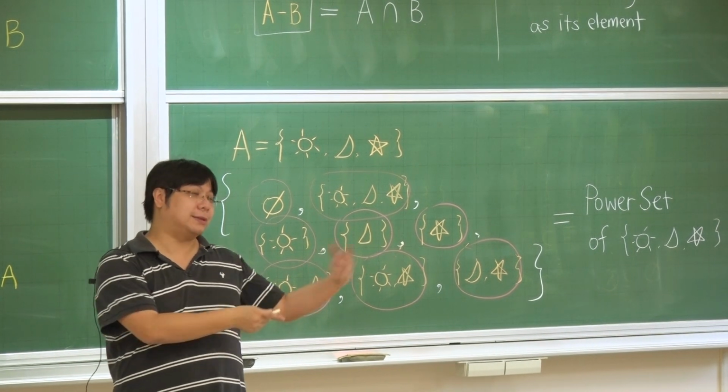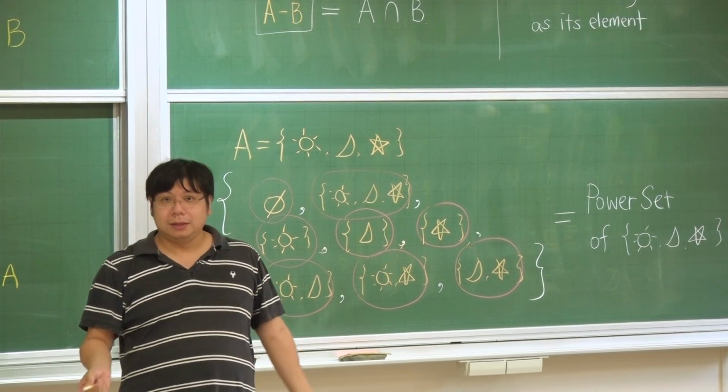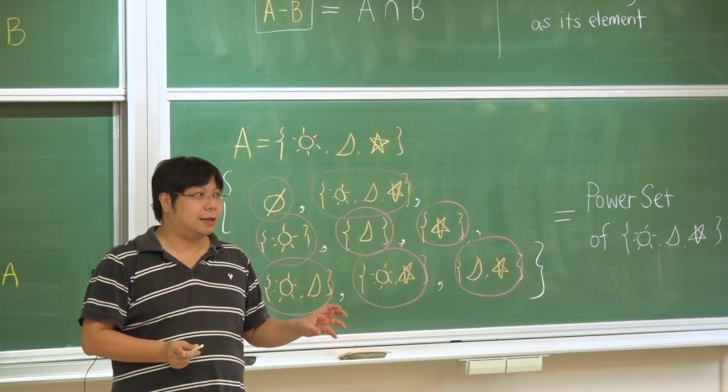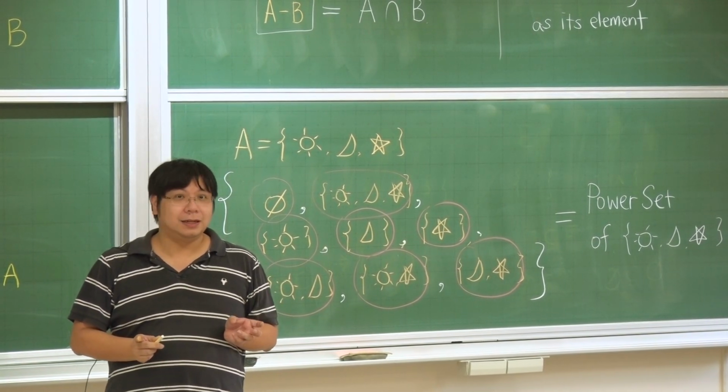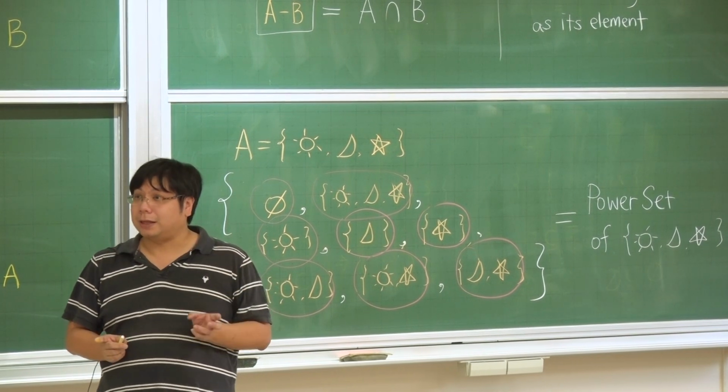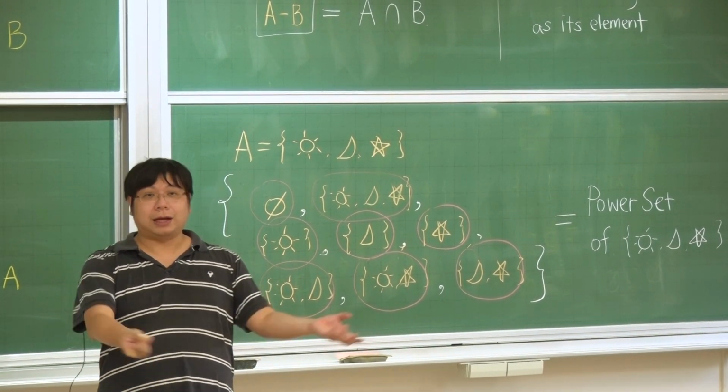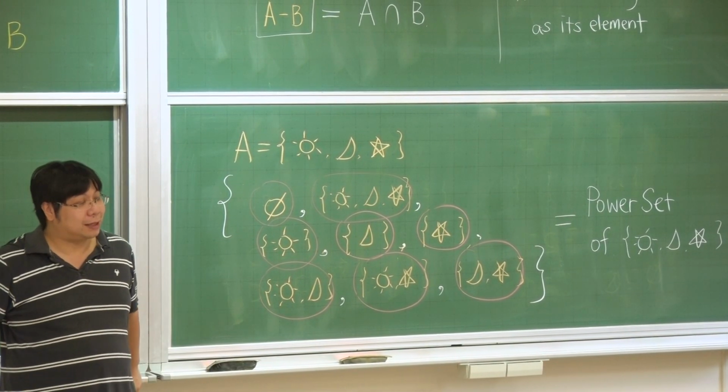Now let's say this time A contains 10 items: 1, 2, 3, 4, 5, 6, 7, 8, 9, 10. How many items are there in the power set of A? 2 to the power 10, am I correct? How do you get this very quickly? So this is 2 to the power 10, that's true.